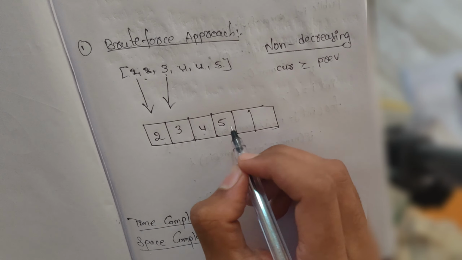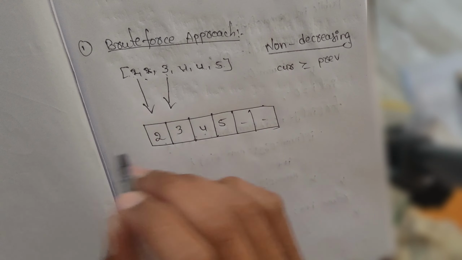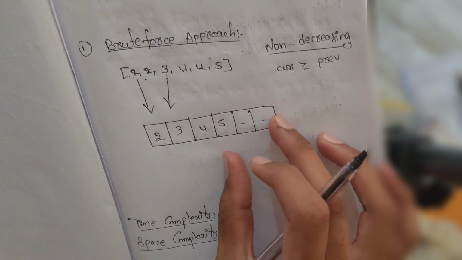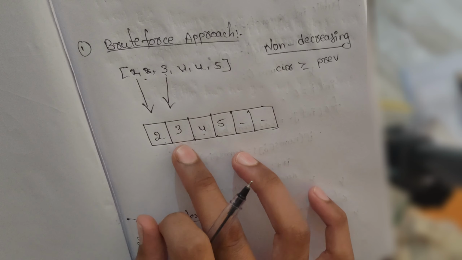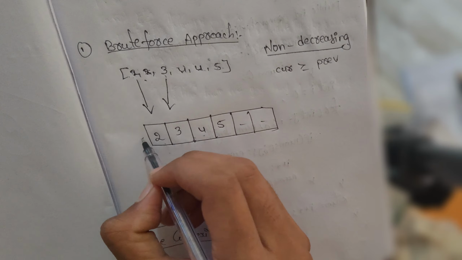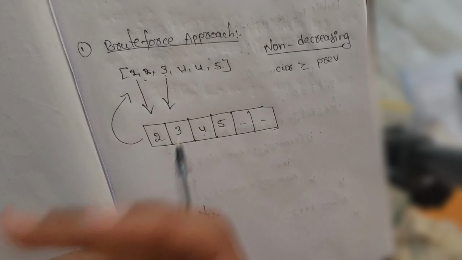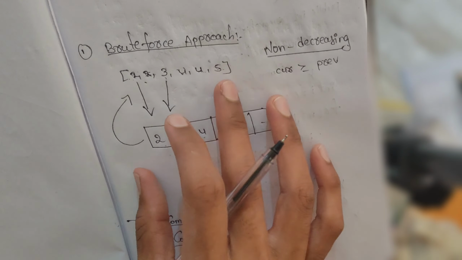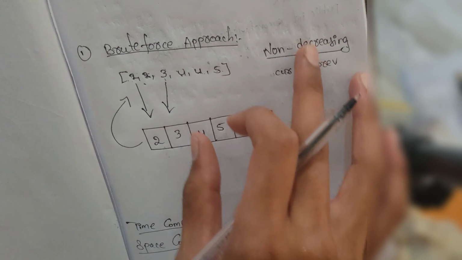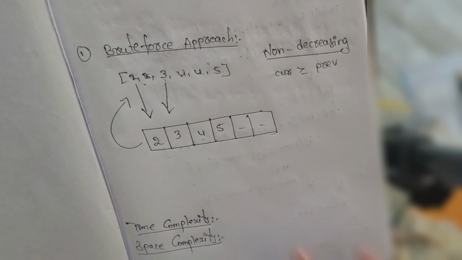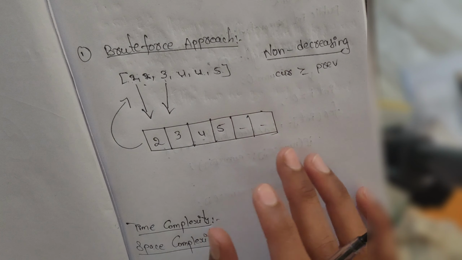And the remaining 2 empty spaces will be left empty. Don't bother about these remaining empty elements. Is it clear? So now what do we have to do after this? Again I have to place these elements back into this array. That's what we can do. Simple, right? So this is the easiest approach for solving this problem. I will provide the code for this brute force approach in the description box, so you can check it out there.